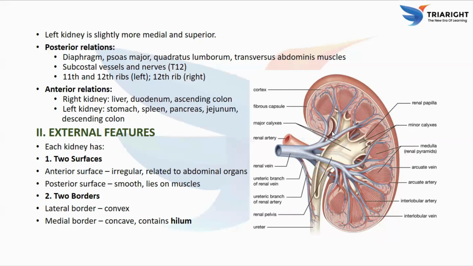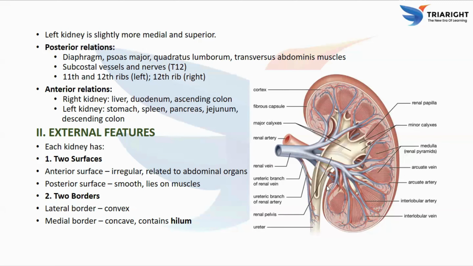So there are calyces. The minor calyces collect urine from the papillae, and the major calyces are formed when minor calyces join together. They funnel urine into the renal pelvis. So you can also find the renal pelvis here. The renal pelvis is a wide funnel-shaped area that narrows into the ureter. In the blood supply, blue in color are the veins, and red in color are the arteries.